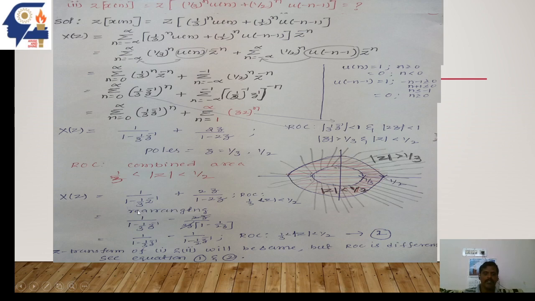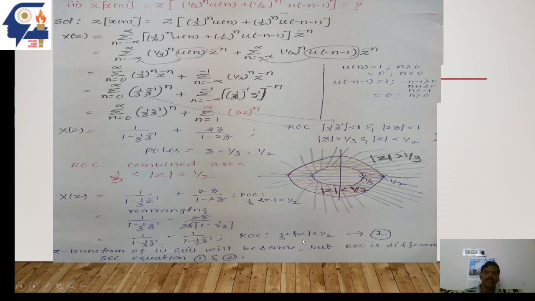Keep this one as it is. Take minus 2z outside, then we get minus 2z. 2z gets cancelled. You will get 1 by 1 minus 1 by 2 z inverse. So the Z transform of the second problem and the Z transform of the first problem must be equal. You can check it out. But there is a change in ROC.